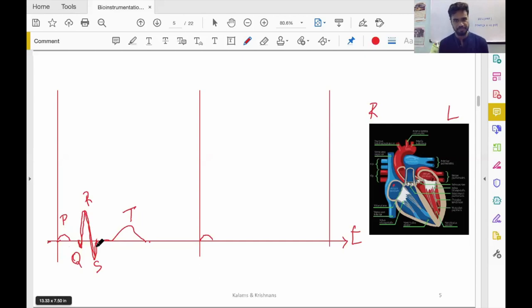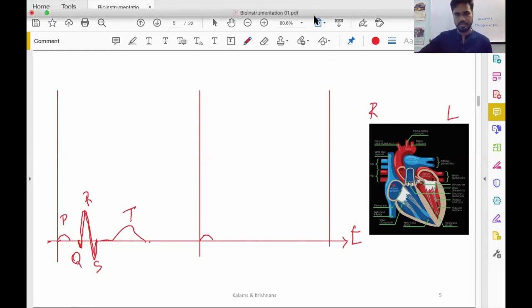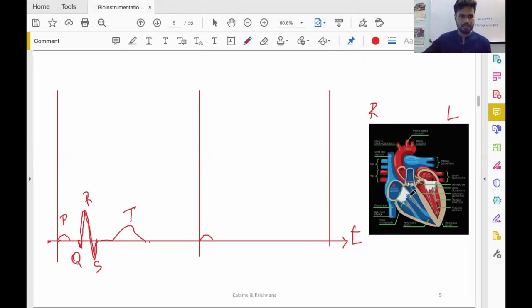Fine? So one doubt though. Yes, please. Sir, the left side of the heart will have more pressure as compared to the right side. Is it true? That is correct. Yes. In fact, we'll look at it when we go to the pressure curves.